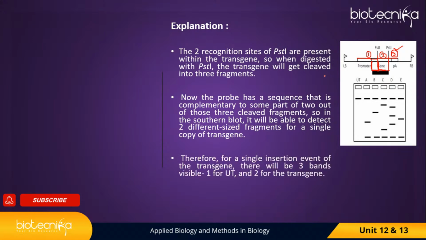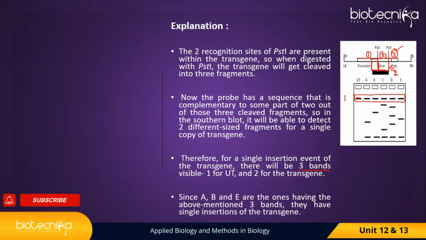And as the question is about a single insertion event, if we look at the bands, we'll find that one band is common, right? In the untransformed plant sample lane, we are getting one band, and this band is common for the A to E lanes also, right? But other than this, you can see some more bands. So one band is common, so that means we'll see one band for UT and 2 bands for the transgene if a single insertion event has taken place. So you have to specifically look at the lanes in which we are getting overall 3 bands, 1 for UT and 2 for transgene.